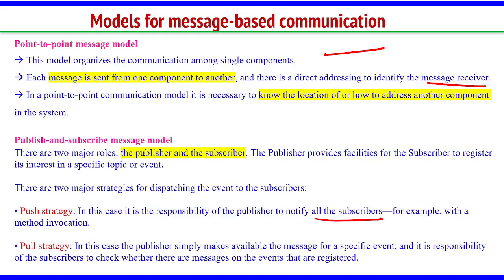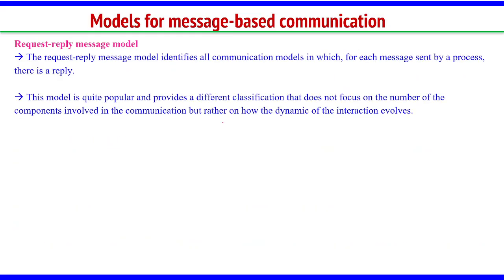So the second one is the publish and subscribe message model, and the third one is the request reply message model. The request reply message model identifies all communication models in which for each message sent by a process there is a reply. Like in client server, you request and you definitely get a reply. This model is quite popular and provides a different classification that does not focus on the number of components involved in the communication, but rather on how the dynamic of the interaction evolves, right. So this is the request reply model. For every request there will be a response. That's what this model says.